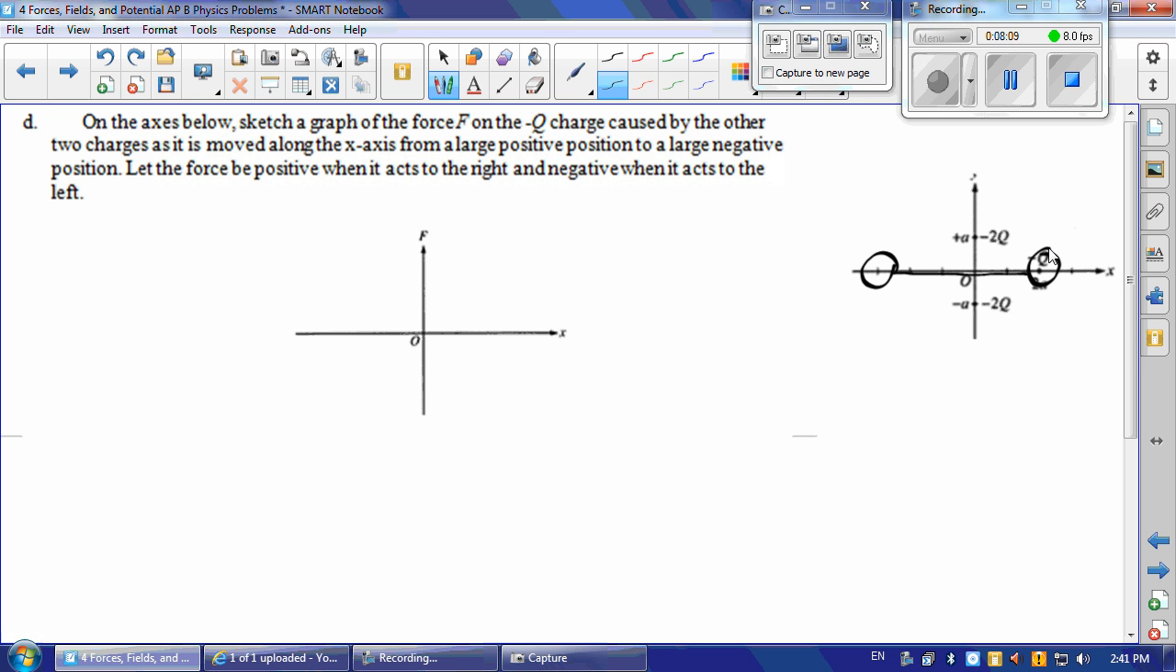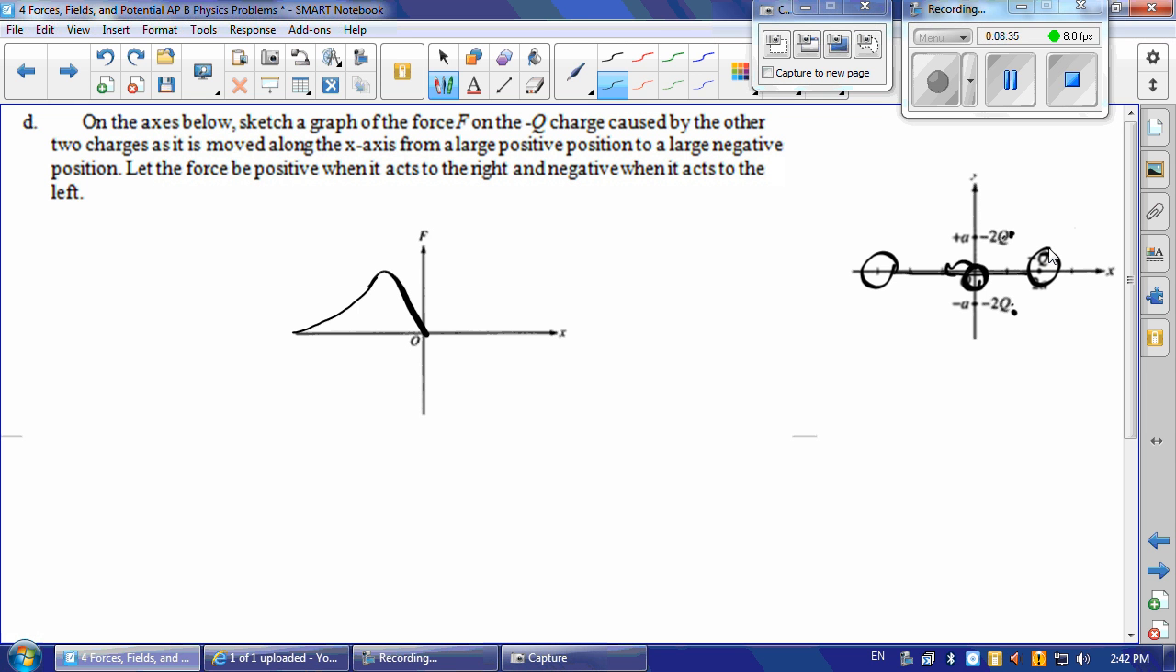Well, just think about it. As this negative Q gets closer to these two charges, the force should increase. And remember, it's over r squared. Force is over r squared. But once it hits the center, these two forces are actually going to cancel out. So this thing is going to take a dive right towards the origin.